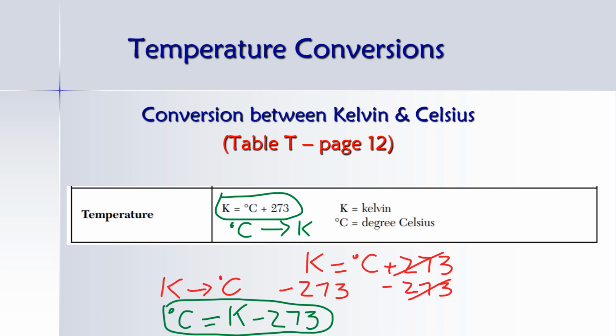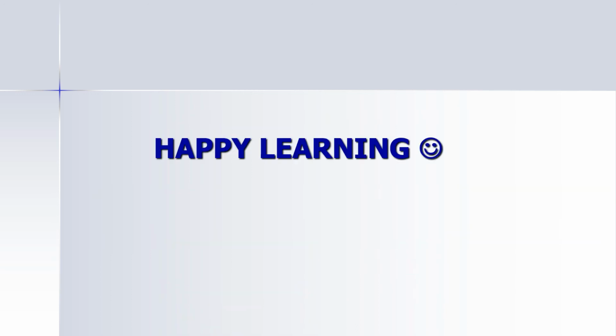So basically, if you want to convert degrees Celsius to Kelvin, you add 273. If you want to convert Kelvin to degrees Celsius, you subtract 273. That's how it works. So that is it for this part of the unit.